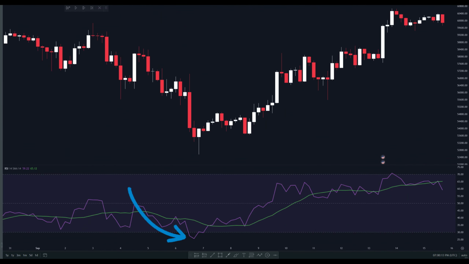And here the RSI line is below the 30 level. It means that the market is in oversold condition. And this green moving average line is crossing the RSI line to the downside. It indicates that the price can go up from here. And that's what exactly happened.